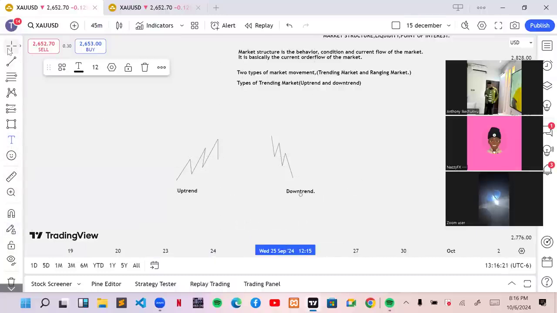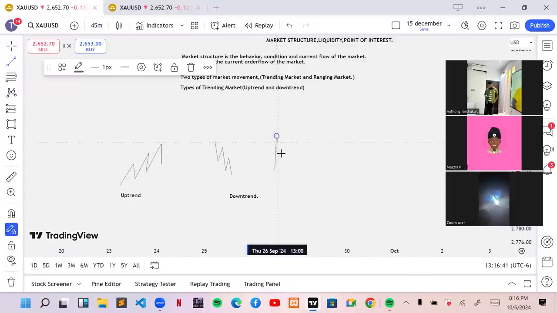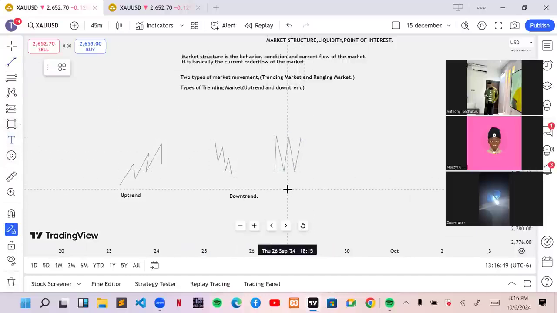Then we have the ranging market, which isn't really trending anywhere. It's just moving from one particular point to another. If you move from point A to point B, you move back from point B to point A, and from point A back to point B. A range means being stagnant, just staying in the same fixed area, from here to here and back again. This is what it means for the market to be in a range. It's more of a consolidation. So, the ranging market.